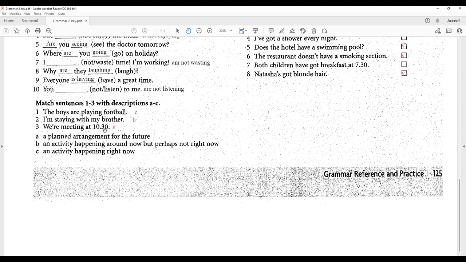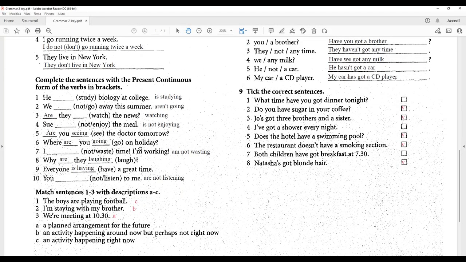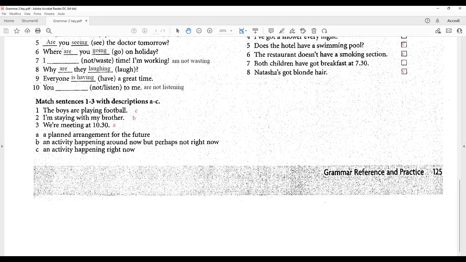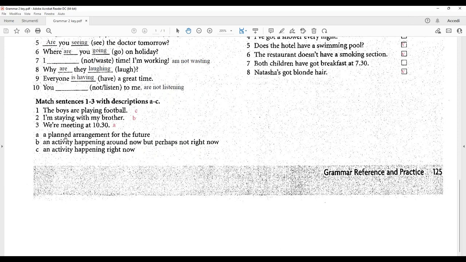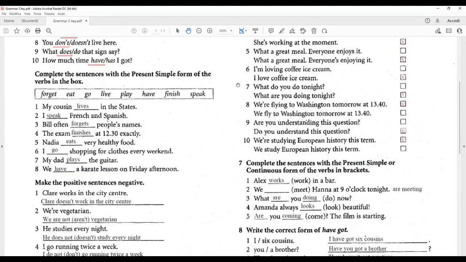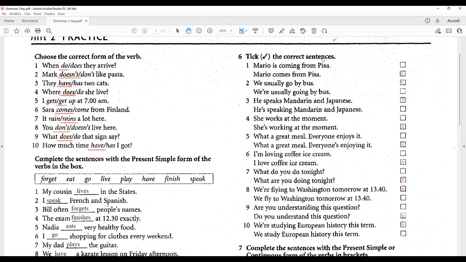Okay, we already have an appointment. We have a meeting later in the future at 10:30. Okay, so we can use the present continuous to express a future action as well, when the action is programmed, planned. When we made plans. This exercise was tick the correct sentences. Okay, so one sentence was correct, the other wasn't.